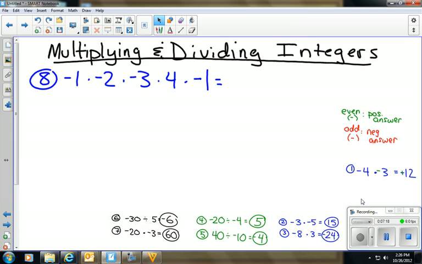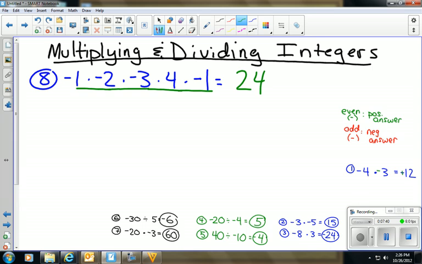Go ahead and erase this. Well, what I would suggest doing is ignore the negative signs right now. We're not even going to worry about the negative signs. We're just going to go through and say, well, 1 times 2 is 2. 2 times 3 is 6. 6 times 4 is 24. 24 times 1 is 24. So we've got our 24.